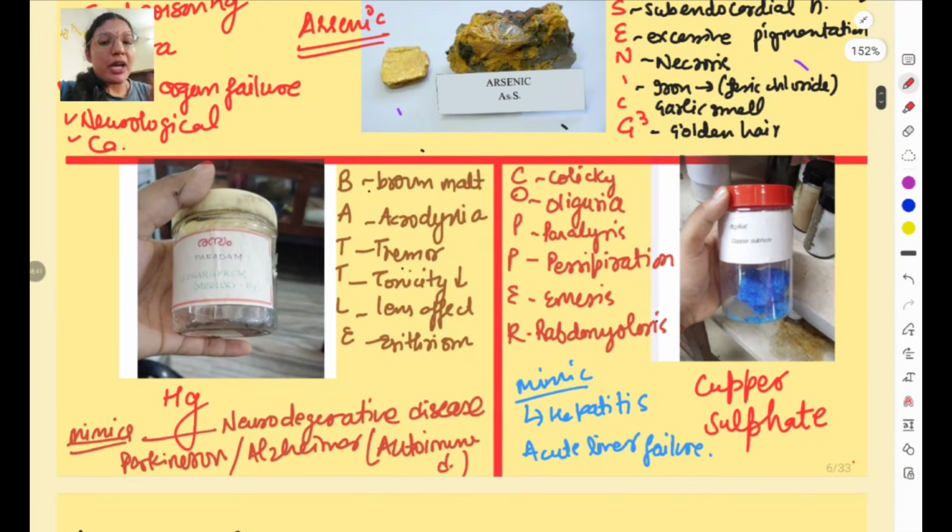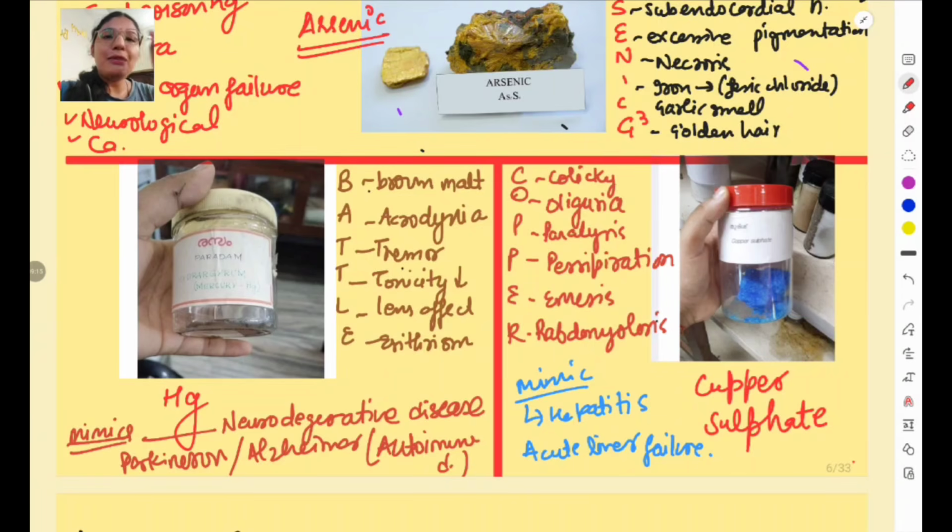Third one is mercury. Mercury can mimic neurodegenerative diseases like Parkinson's, Alzheimer's, or autoimmune diseases. And the trick to remember the clinical features is BATTLE. B for brown malt appearance complexion. A for acrodynia, because of pink disease, it will give you a pinkish appearance, so acrodynia. T for tremors. T for tonicity, it will decrease the tonicity of your muscles and make them hypotonic. L for lens affected, it will affect the lens of the eye. And E for erethism.